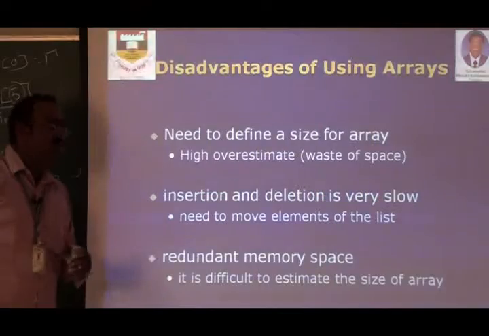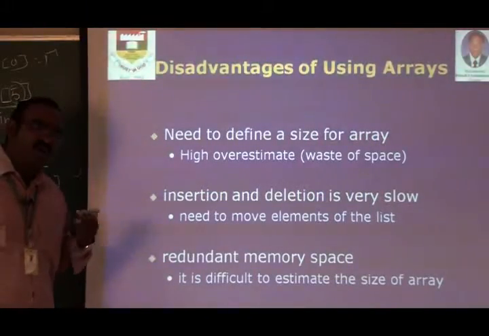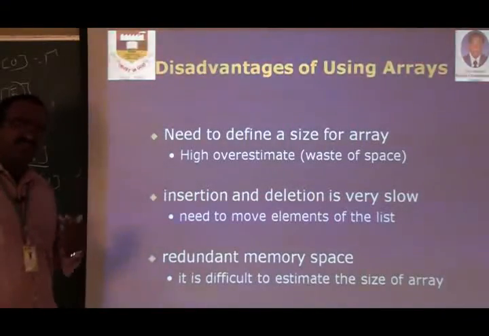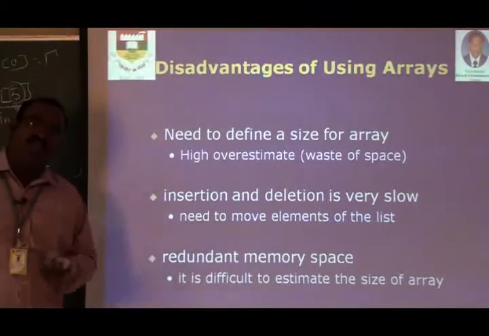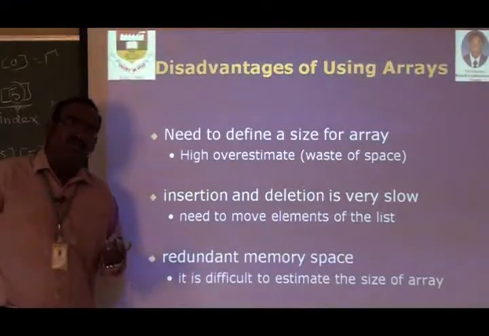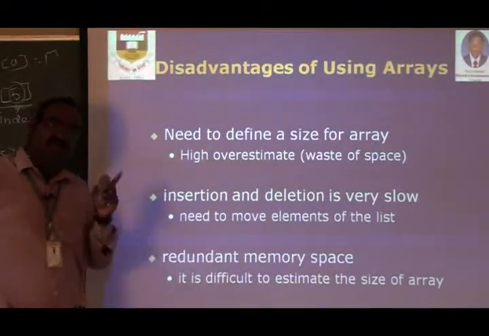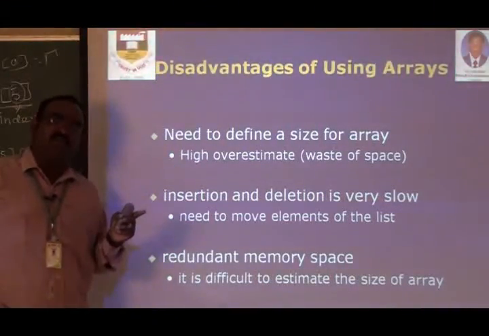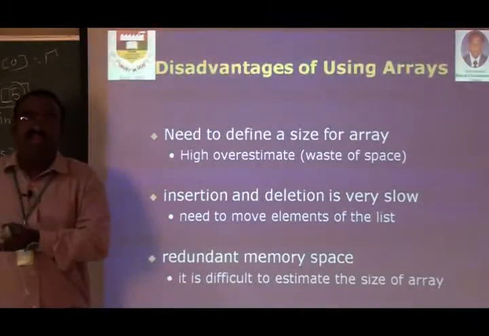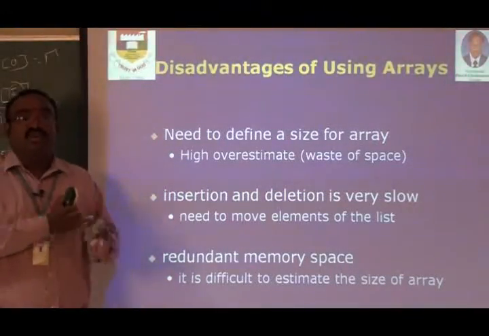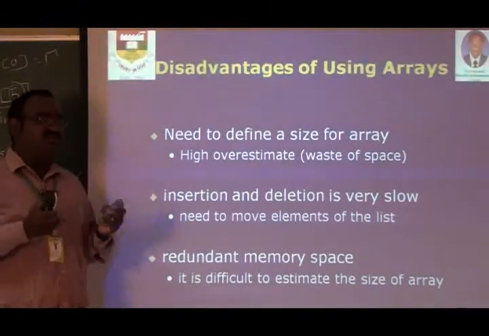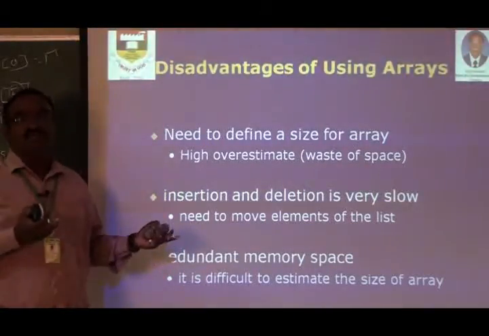Then insertion and deletion are very slow, because you have to start from the beginning and find the particular position, checking the elements, then move the entire set of elements. For example, consider you are going to delete the first element. If the array has 100 elements, what happens? All of the 99 elements have to be shifted to the previous position. So 99 shifts are needed for deleting the first element, which is very slow, right?